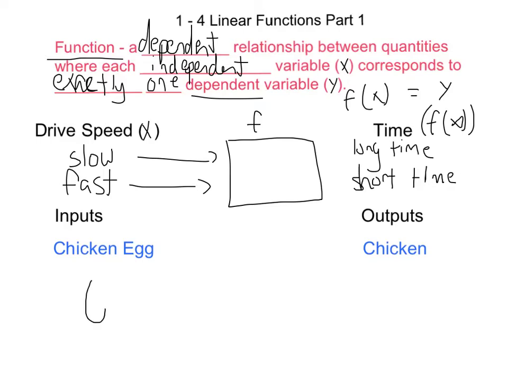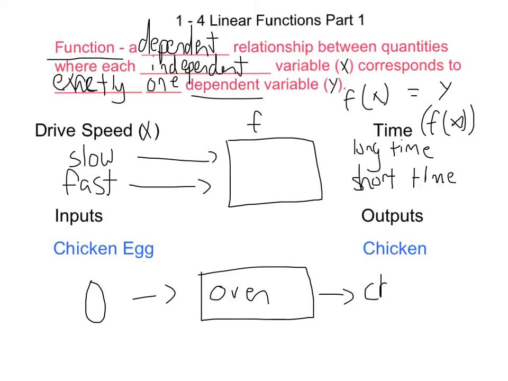For example, if your input's a chicken egg, and you pump that chicken egg into an oven, that's your function machine, then what pops out? What's your f of x? Well, it'd be a chicken, right? So let me draw you a chicken here. That's all I got. That's a chicken. It's not a duck. Don't tell me it's a duck. It's a chicken. Okay? Anyway, the input are the eggs, your x's, and the outputs are chickens.